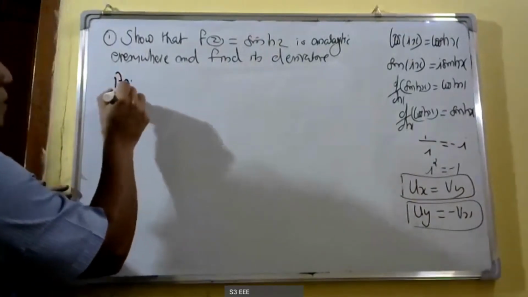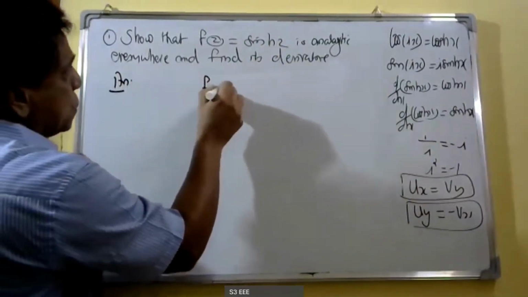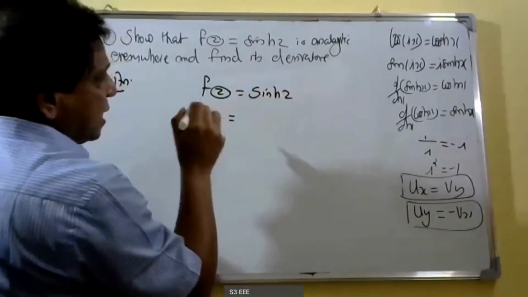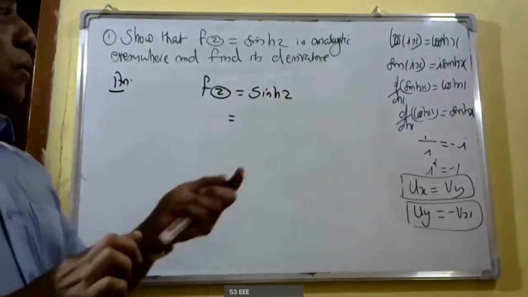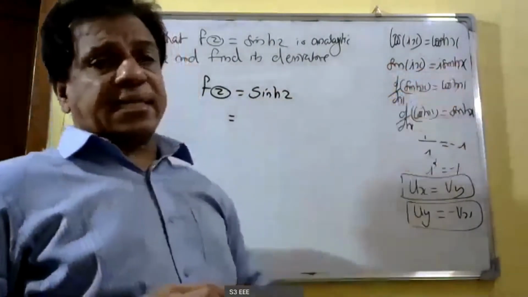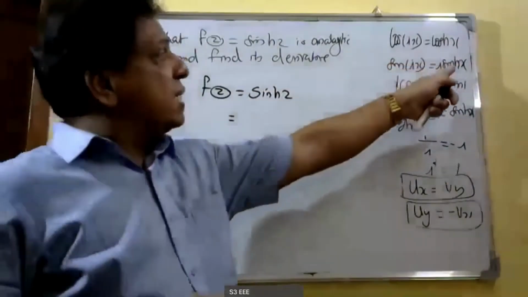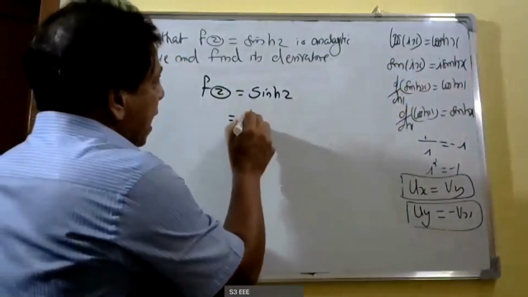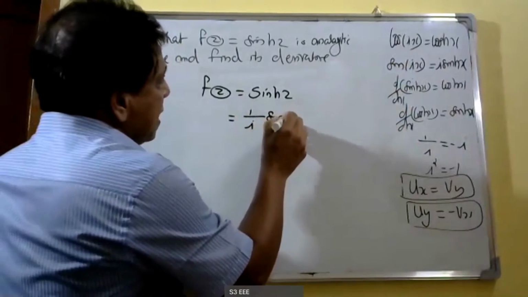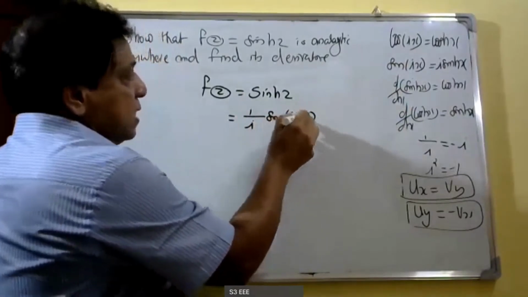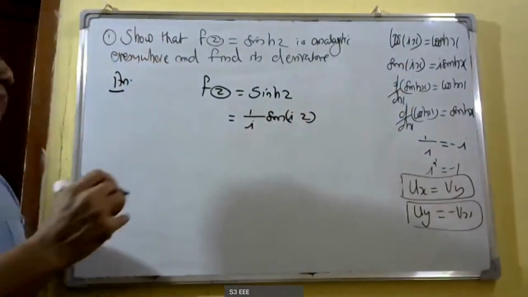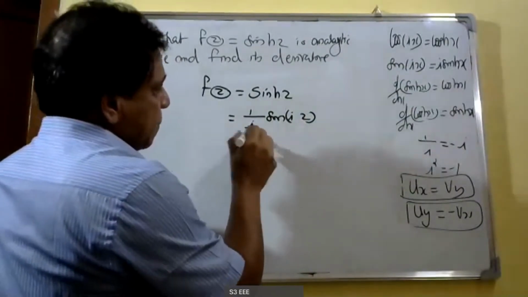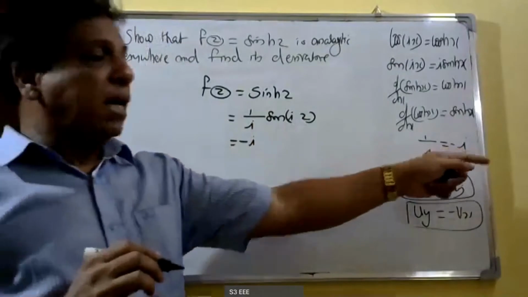Answer. f of z is equal to sinh z. We know that sin ix equal to i sinh x. Therefore, sinh x is equal to 1 by i sin ix. Here, 1 by i sin iz, instead of x, we put z. This is equal to 1 by i. We know that 1 by i is equal to minus i.